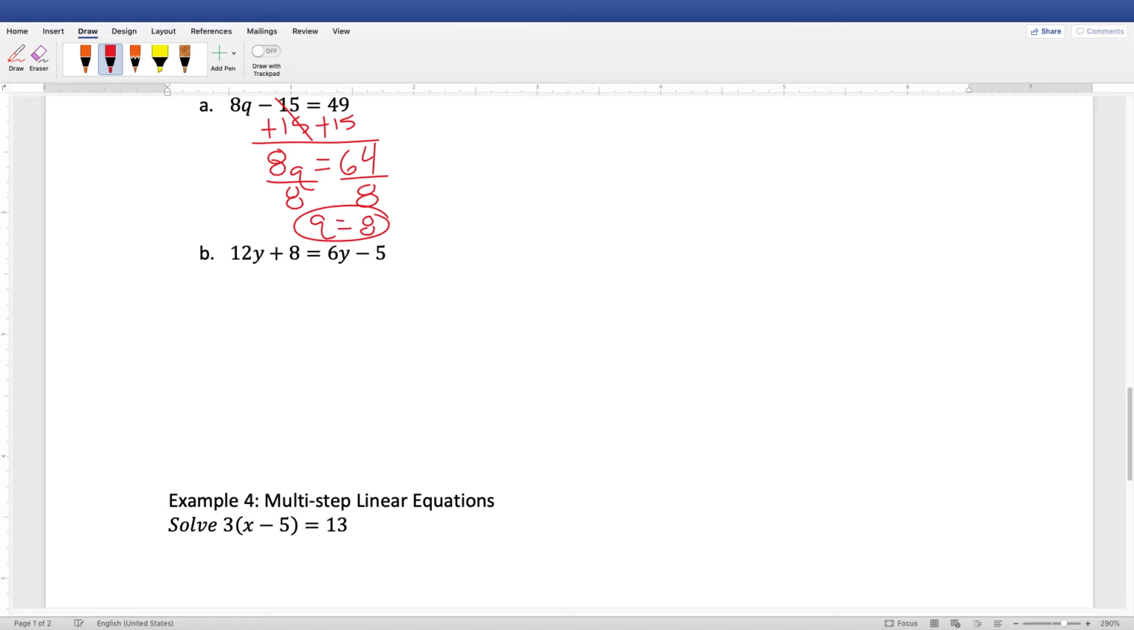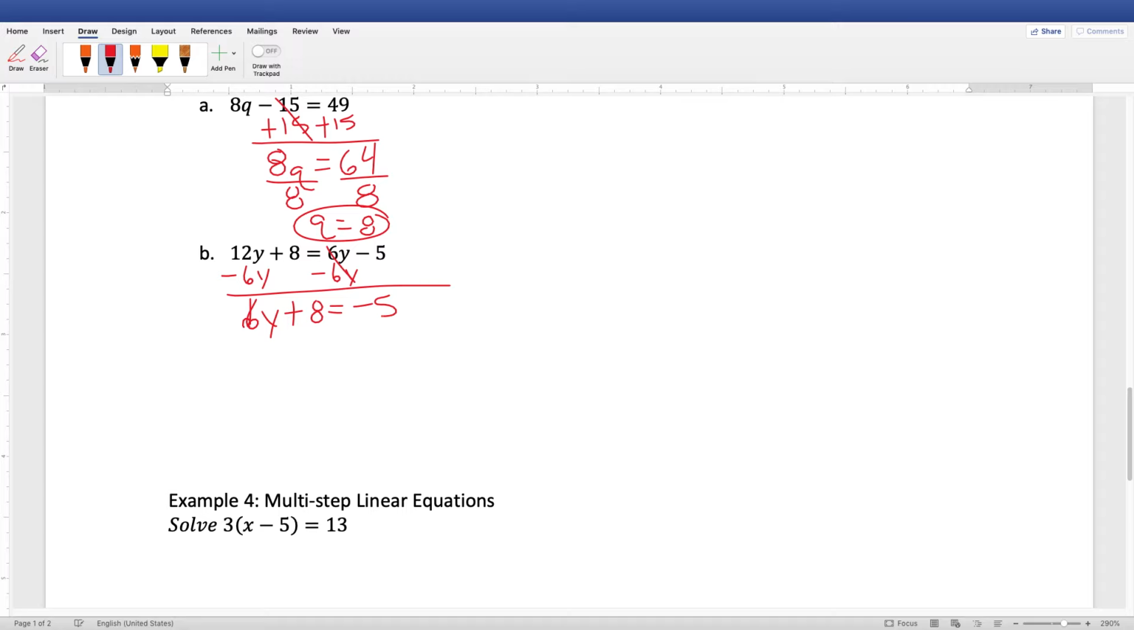Now b has a variable on the left side and the right side. If you remember in Algebra 1, I said I want to take all my variables to the left side when possible. So I've got variables on both sides, so I'm going to go ahead and take my variable to the left side, which means I need to remove my 6y. To do that, I need to subtract 6y from the right side and then subtract 6y from the left side. My 6ys cancel. I have 12y minus 6y, which leaves me with 6y plus 8 is equal to negative 5.